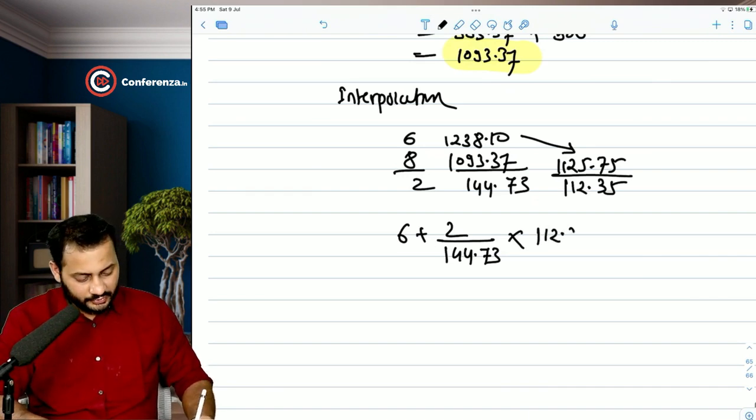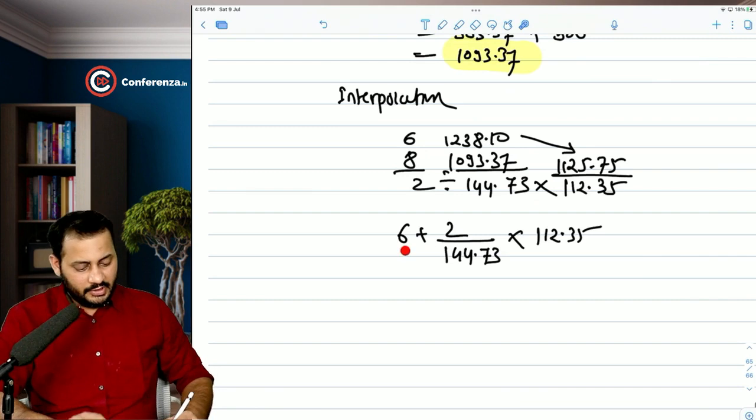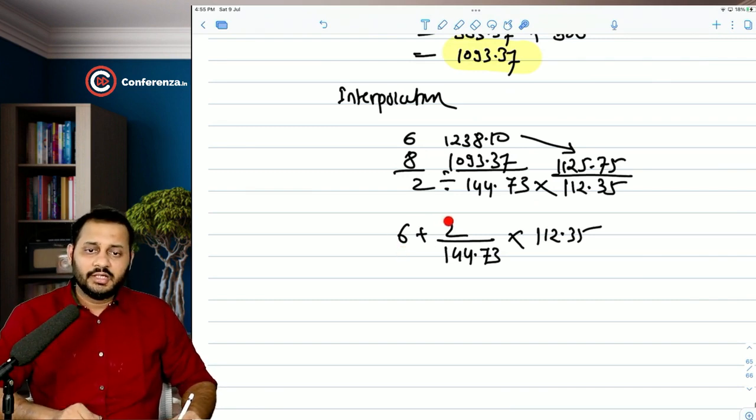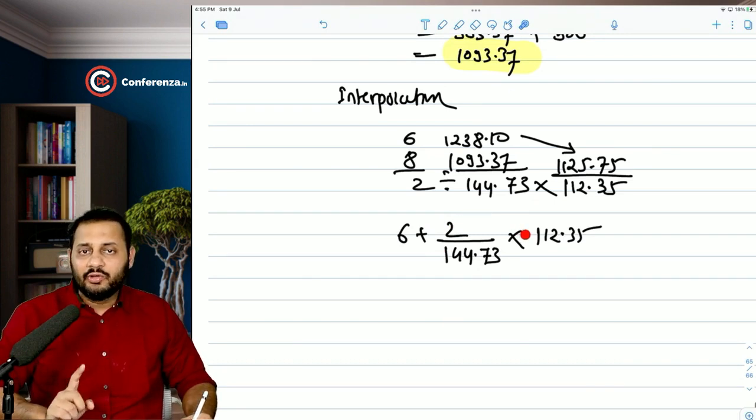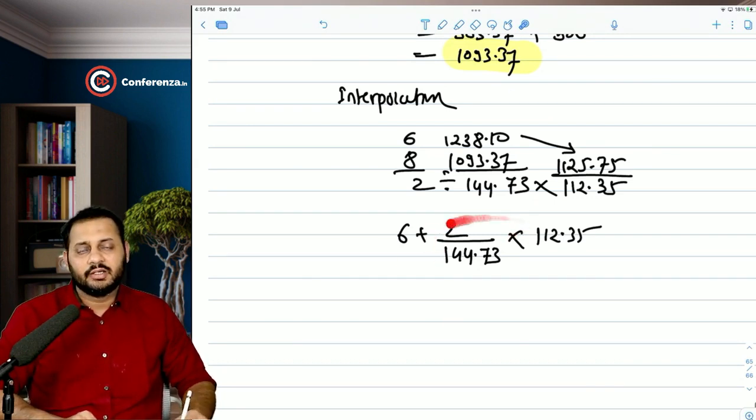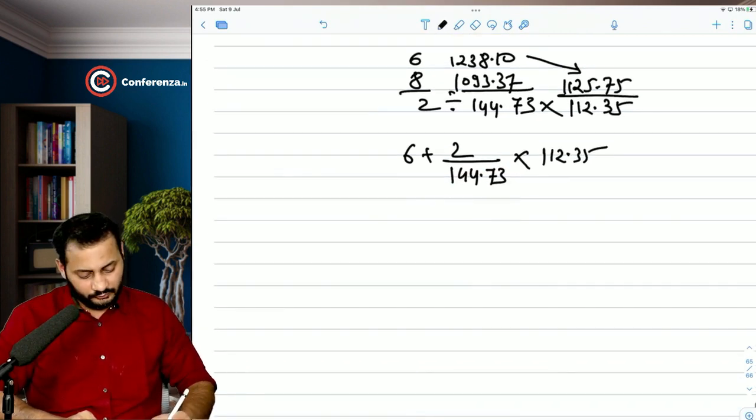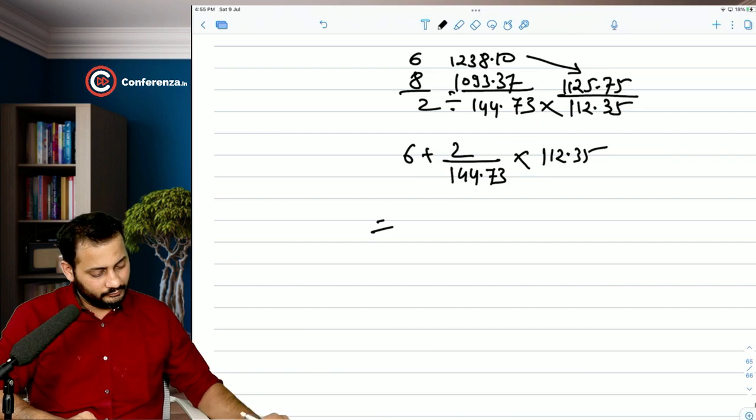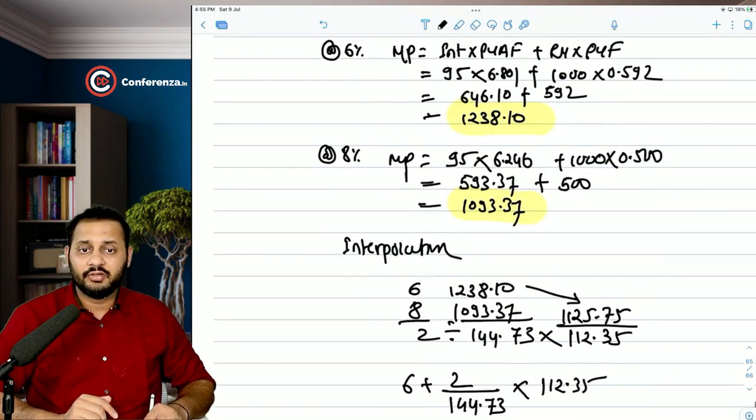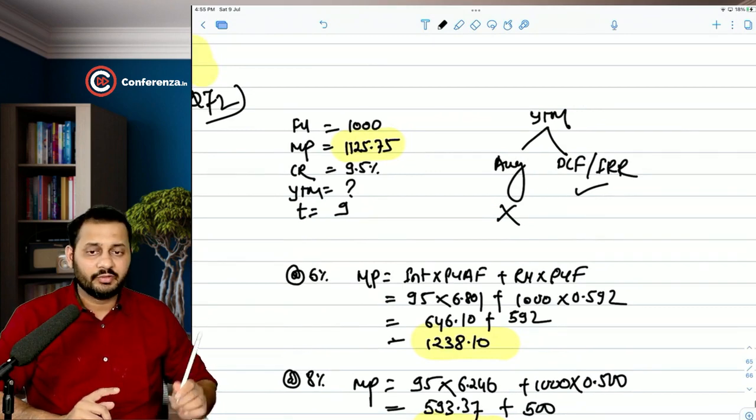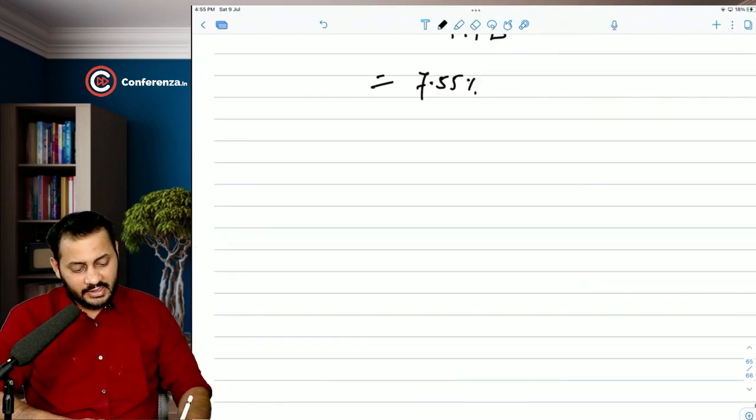So this is going to be the answer, divided by, multiplied by. We will start with 6%. The increment of 2% in the YTM will bring the market price down by 144.73. But we had to bring it down only by 112.35. So multiply it and you will get the answer. 7.55%. This is the YTM when you discount the cash flows at 7.55%, the market price will be 1125.75. That means this is IRR.